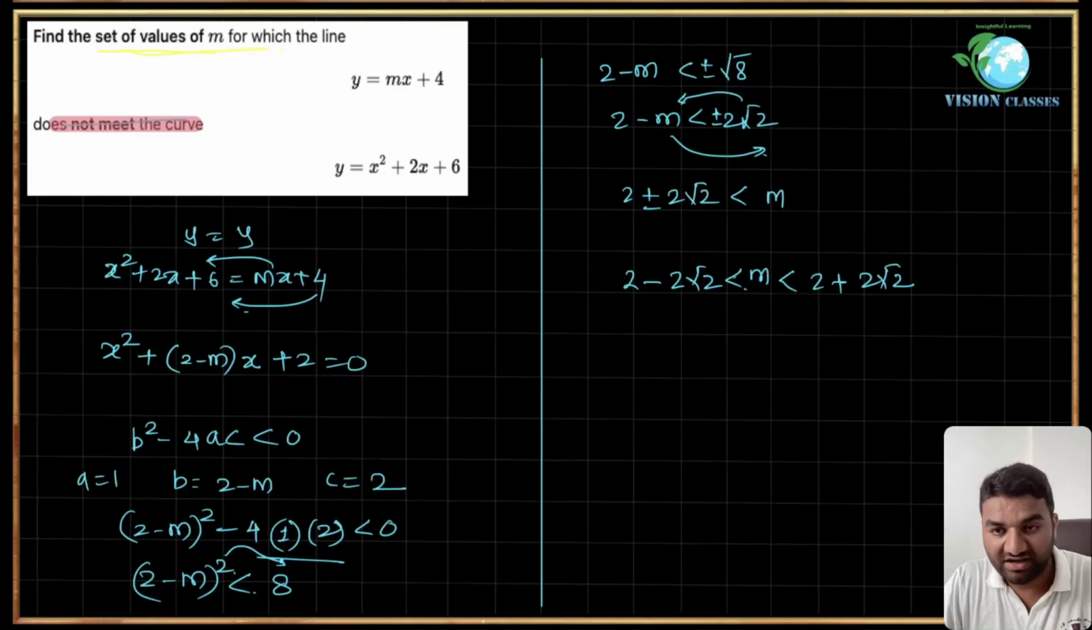And if they ask more specifically for up to 2 decimal places, you have to put it in the calculator and write the answer up to 2 decimal places or 2 significant figures, whatever they ask in the question.